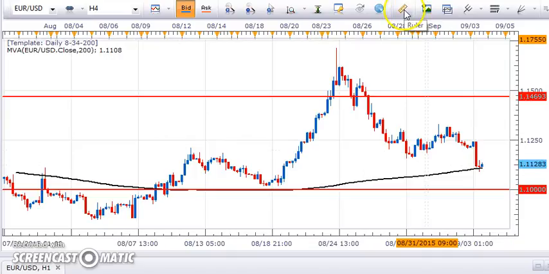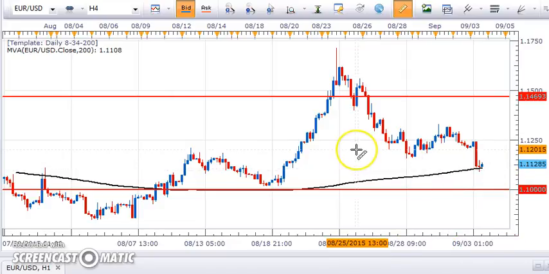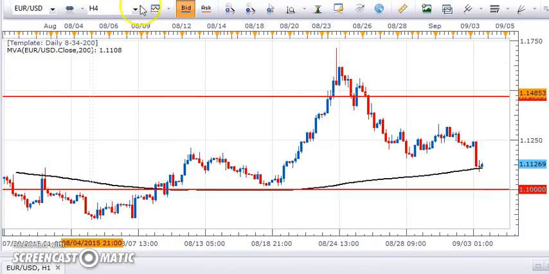We have moved since that signal down better than 400 pips. We're now right up against the 200-hour moving average on the 4-hour chart. So that is holding up some resistance there, and we'll have to see if we can break through that. So far that's a pretty good trade.